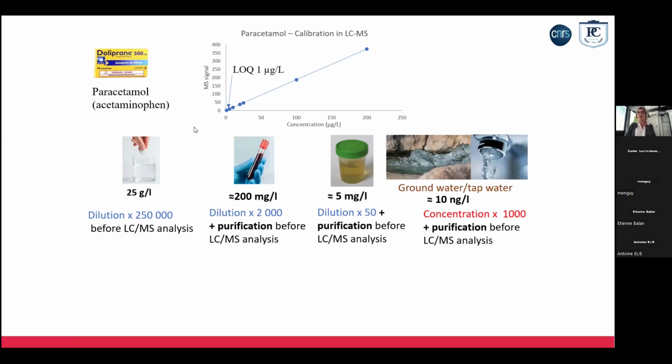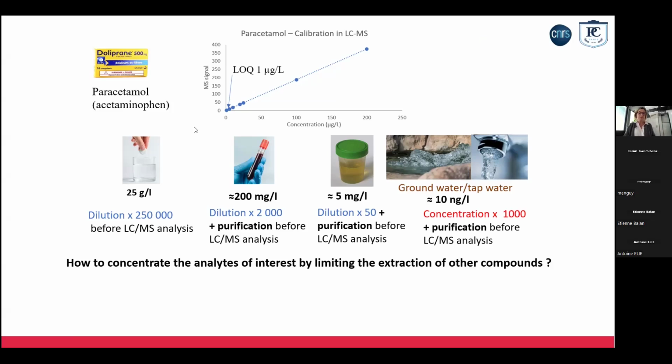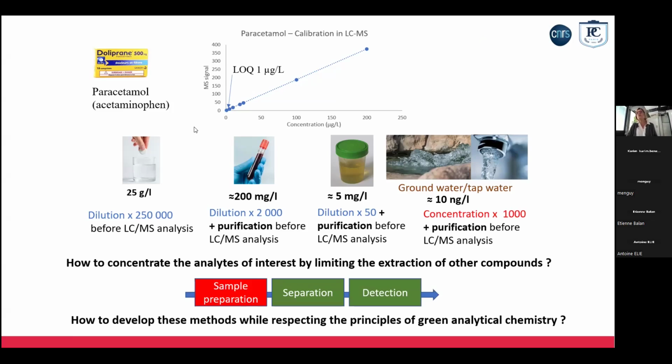But if I have to analyze this molecule in a water sample, it is not the same. We have to purify and to concentrate our analytes in order to be able to detect and to quantify them. That means the question is how to concentrate the analyte by limiting the extraction of other compounds, because if I want to analyze river sand, I will have a lot of other compounds than the compounds of interest. And the second question is how to develop a very powerful method, but by respecting also the principles of green analytical chemistry.